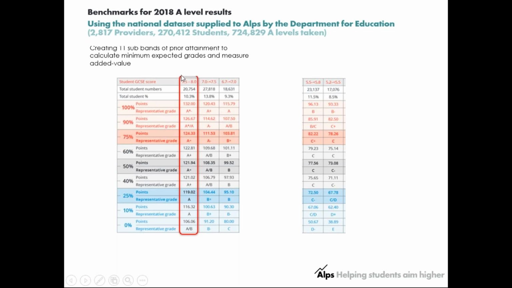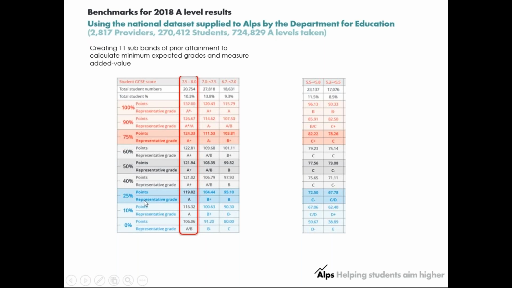So you can see here the ringed column here. At the top, we can see that there is a sub-band of prior attainment. These are the most able students that are joining you in year 12 or in year 1 of their course. And you can see the total number of students that are in that data set. So that's a really robust data set. That's 10.3% of the total student population in the data set that we're using.